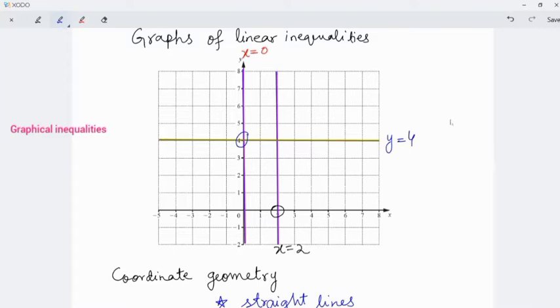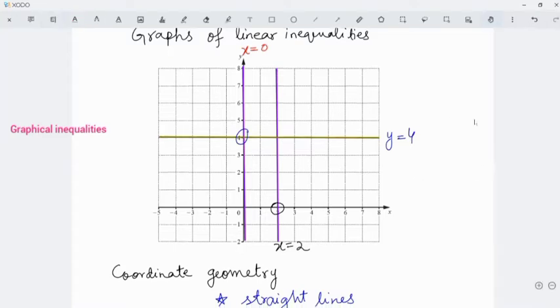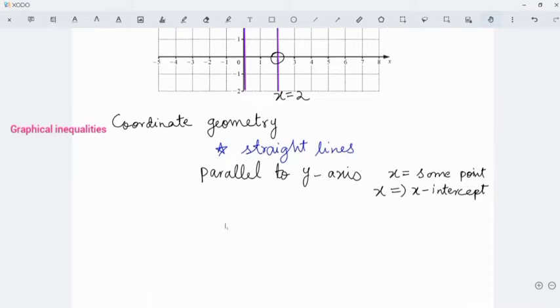So we can simply express this as: the lines that are parallel to the x-axis have the equation y equals some point, and that point is the y-intercept.